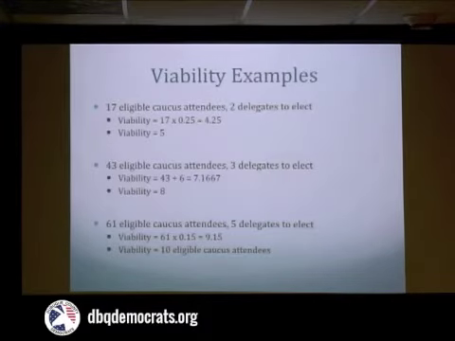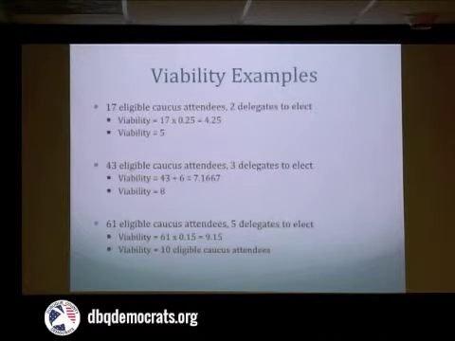Here are some examples where we go through and calculate viability. Let's say you have 17 eligible caucus attendees with 2 delegates to elect from that precinct. In that case, your viability is taking that 17 eligible attendees, multiplying it times 0.25, which gives you 4.25. Since for viability it always rounds up, that goes to 5, meaning that in that precinct, to be eligible to get a delegate at the county convention, a candidate must have at least 5 people.